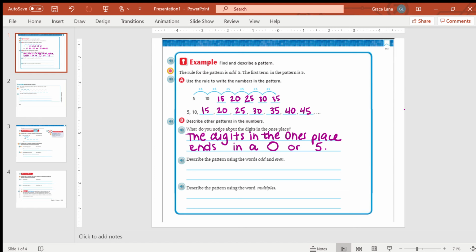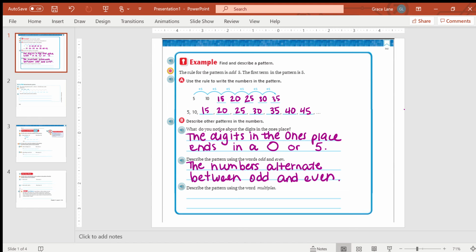I noticed that the numbers alternate, which means that they go back and forth between odd and even. So these are just the patterns that I see. You guys might see another pattern that I don't see right away.